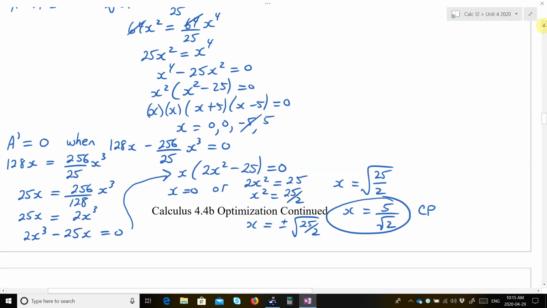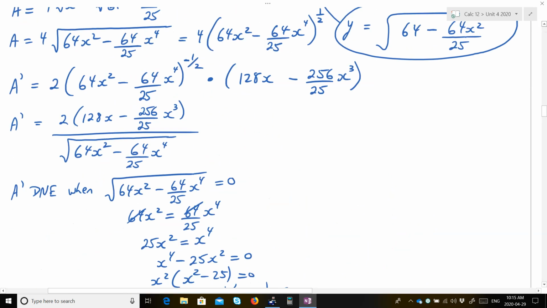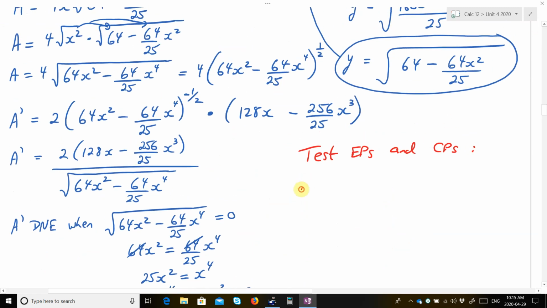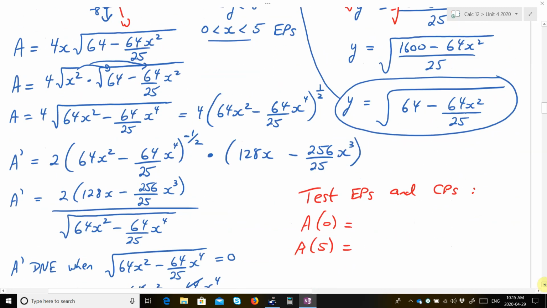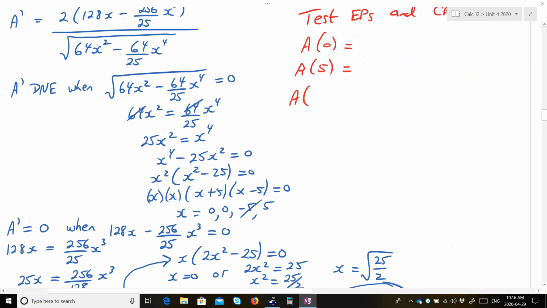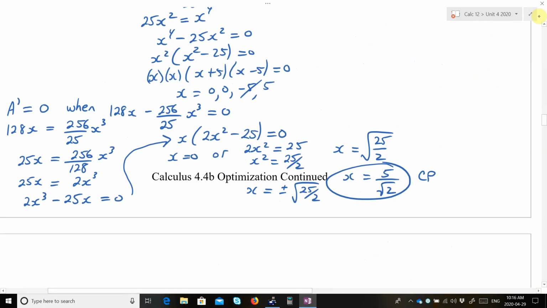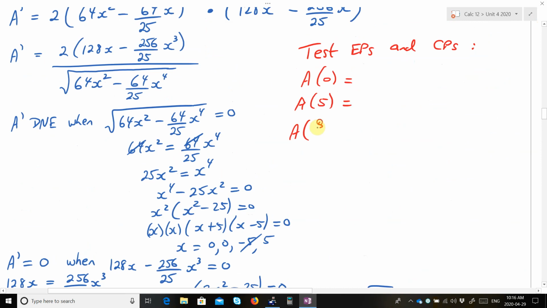Awesome, so we are now ready to test endpoints and critical points. We're interested in the area as x approaches 0, the area as x approaches 5, and the area of the rectangle at the critical point when x is 5 over root 2.